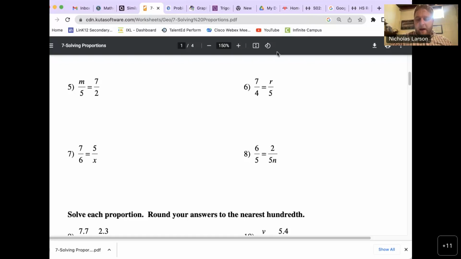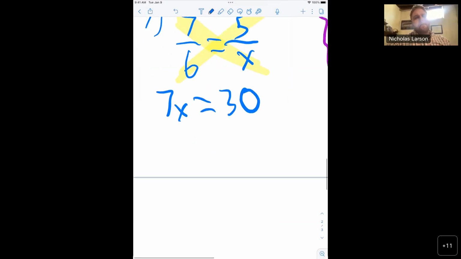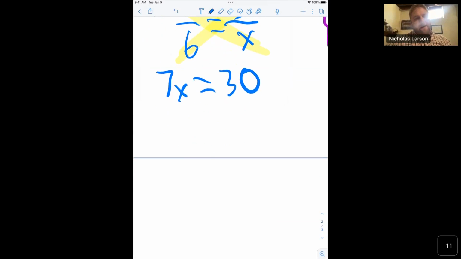Keep working. I'm just going to flip over to my notepad so that we can solve them together. Keep working if you're not done yet. All right, so the first one, I already have it highlighted here. If I were to cross multiply, 7 times x gives me 7x. 5 times 6 is 30. My goal is to get x by itself.